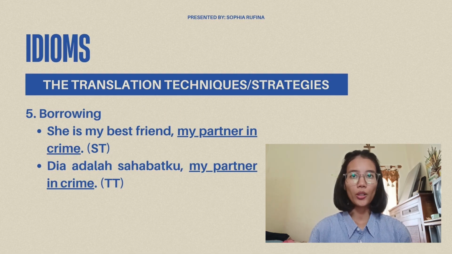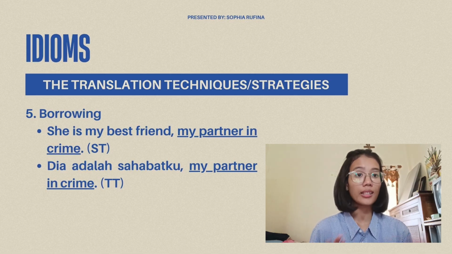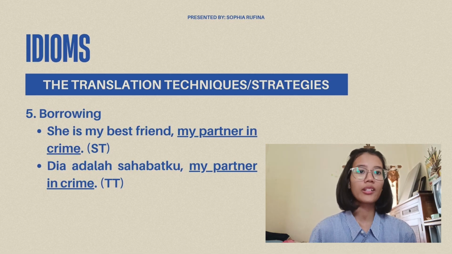Number 5 is borrowing. Translator keep the original idiom from the source language. For example, look at the source text. She is my best friend, my partner in crime. In the target text, the translator borrows the idiom my partner in crime. So it becomes, dia adalah sahabatku, my partner in crime.